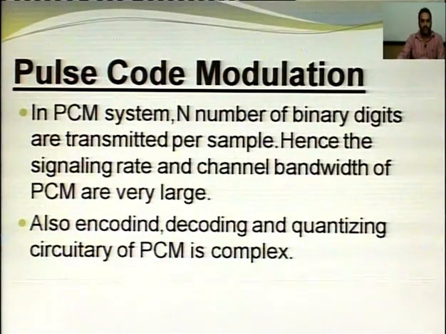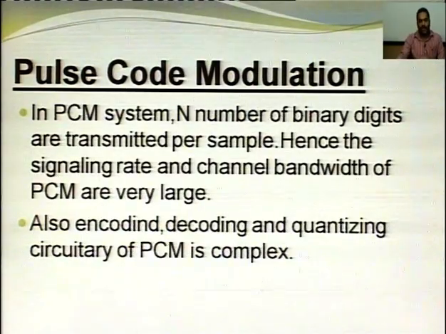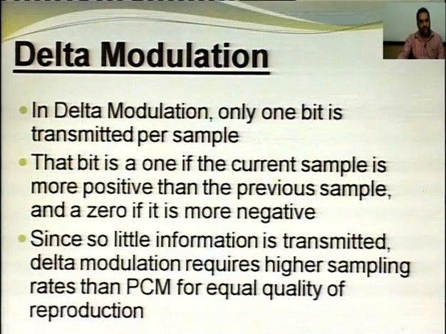In a PCM system, n number of binary digits are transmitted per sample, hence the signaling rate and the channel bandwidth of PCM is very large. In this case, the number of bits transmitted is more, as every level is assigned bits. So, a sequence of bits is transmitted, meaning the channel bandwidth required is large. Also, the encoding, decoding and quantizing circuitry of PCM is a little bit complex. That is why we use the next technique, called delta modulation.